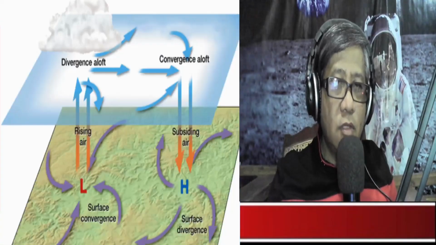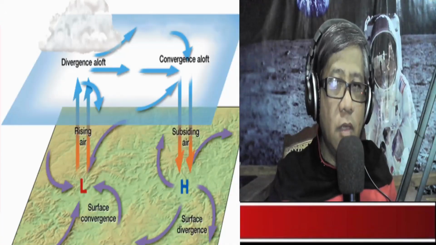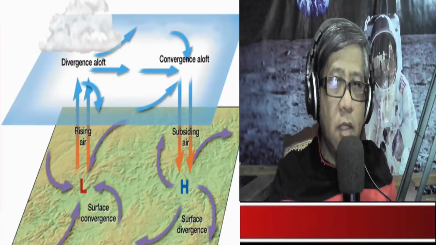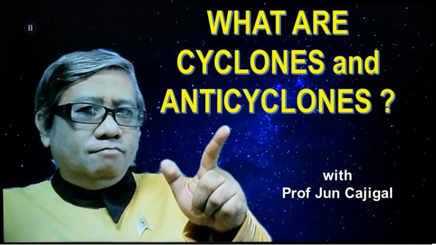This is in contrast to cyclones. Cyclones are areas of low pressure, and this is caused by rising warm air. Rising warm air packs a lot of moisture, so that would trigger the formation of clouds and precipitation.